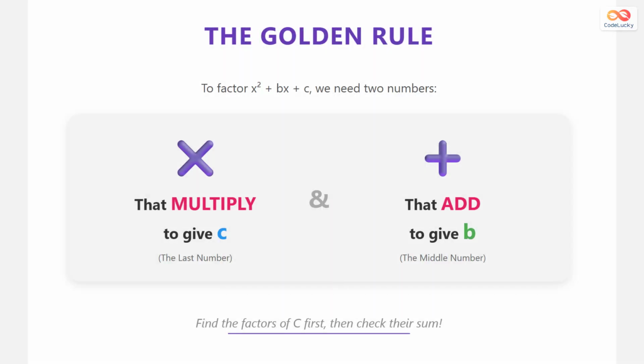Here is the golden rule you need to remember. To factor these trinomials, you are looking for two specific numbers. These two numbers must satisfy two conditions at the same time. They must multiply to give you the last number, c, and they must add up to give you the middle number, b.